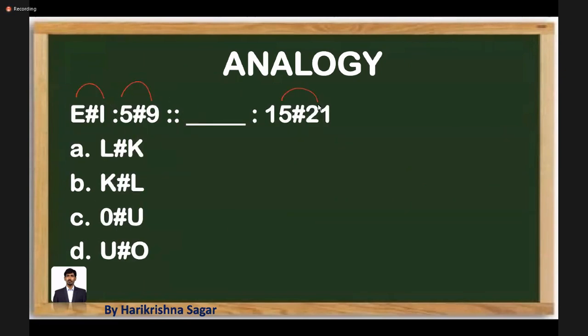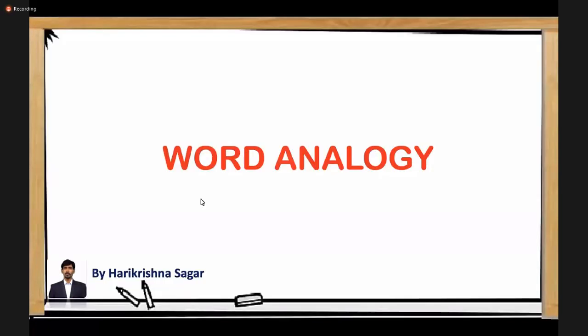EI59 dash will be 1529. E is going to be the fifth alphabet. I is going to be the ninth alphabet. So the 15th alphabet is what? O. The 21st alphabet is what? U. So the answer choice must be OU. Mark it as option C. Similarly, you can also see the questions which are related to word analogy.